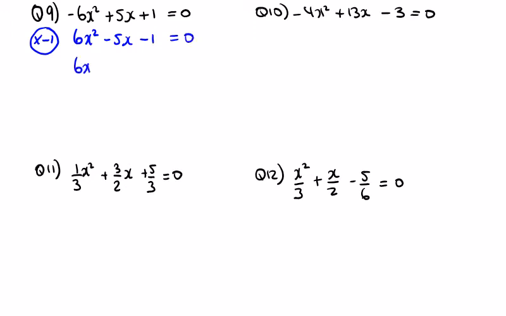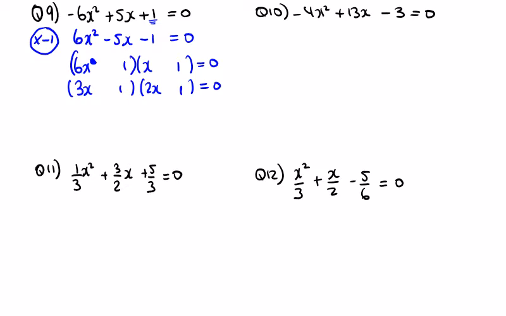Now, the 6x squared could be 6x by x, or it could be 3x by 2x. So write down, there's only two possibilities, write them down. You can see at the end here, it's a 1. So it has to be a 1 and a 1. So one of these is correct.